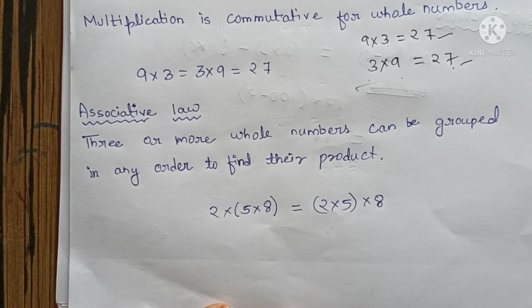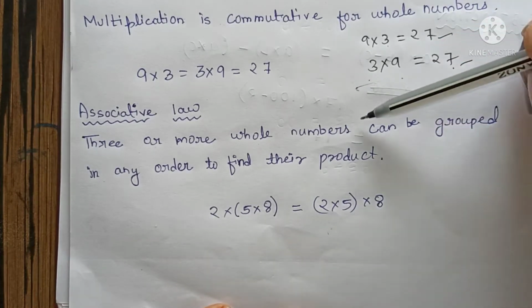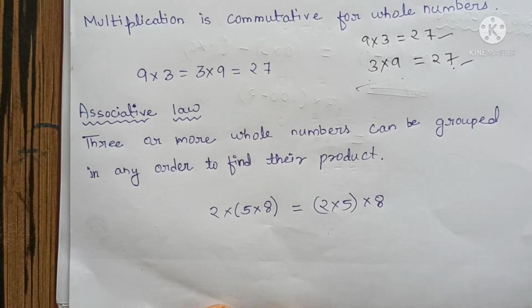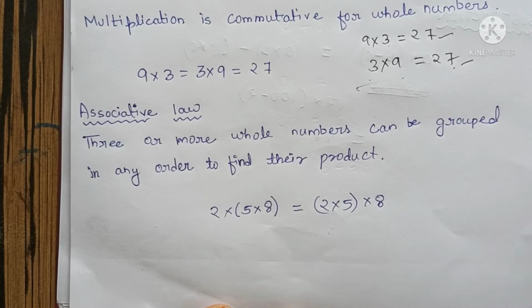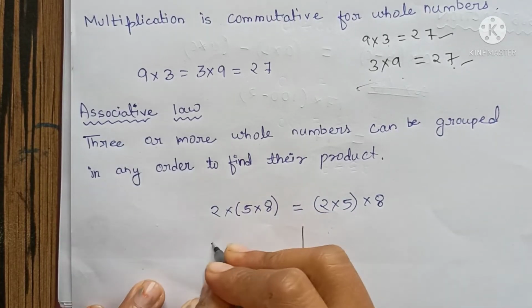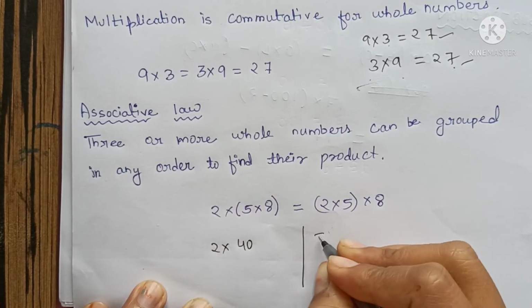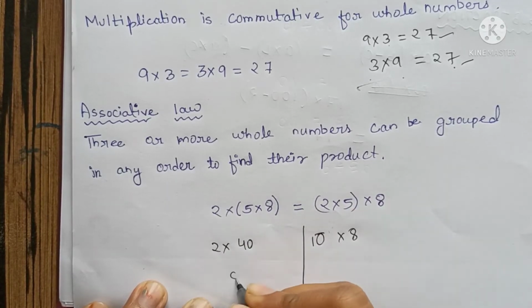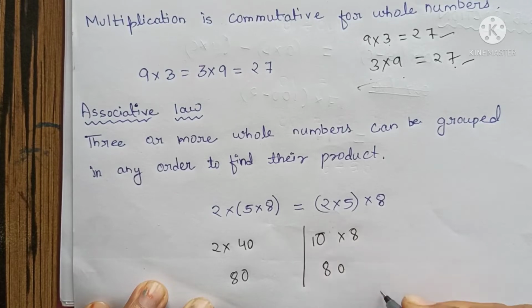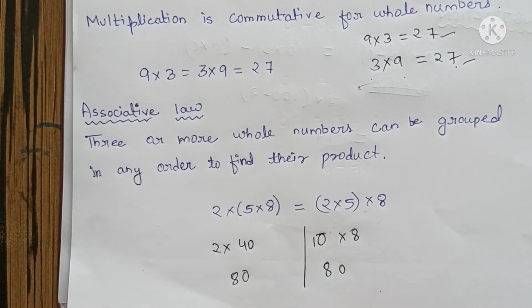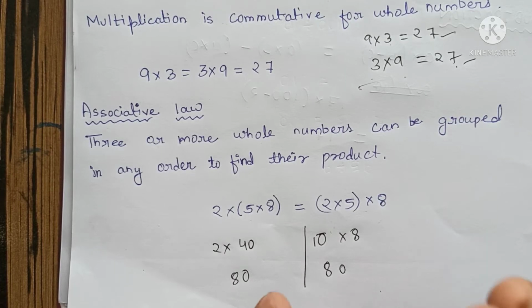Okay. Now next one, associative law. Three or more whole numbers can be grouped in any order to find their product. So if we group two whole numbers or more than that, and if we change their group, then also we will get the same answer. Look how. 2 into 5 into 8: in one group, 5 8s are 40, and here 2 5s are 10, in one group multiplied by 8. So here we are getting 80 and here also we are getting 80, even though we have changed the groups. So for multiplication we can change the group and still we can get the same answer. So this is associative law.